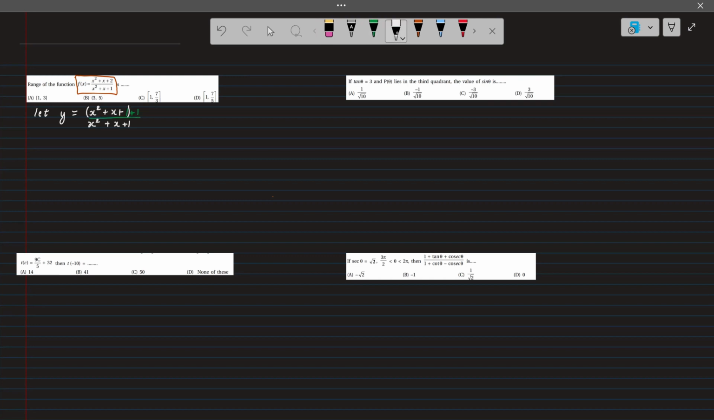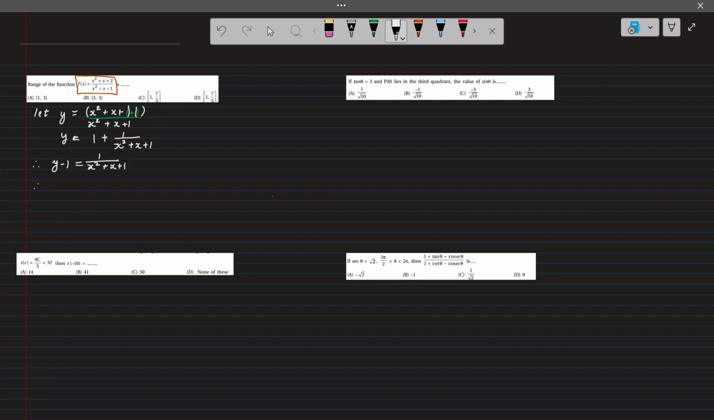Now we can split the numerator in this way in two terms, and we'll divide by the denominator. For both the terms, we'll get 1 plus 1 upon x square plus x plus 1, and this is equal to y. Now our goal is to isolate x and make x our subject. So gradually we'll go towards that. First we can say here y minus 1 is equal to 1 upon x square plus x plus 1.